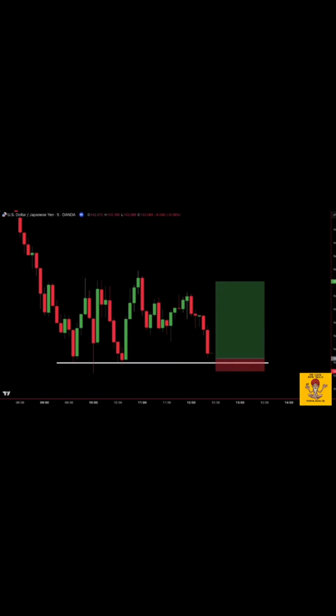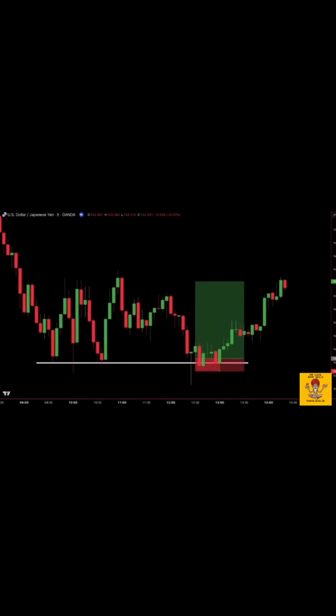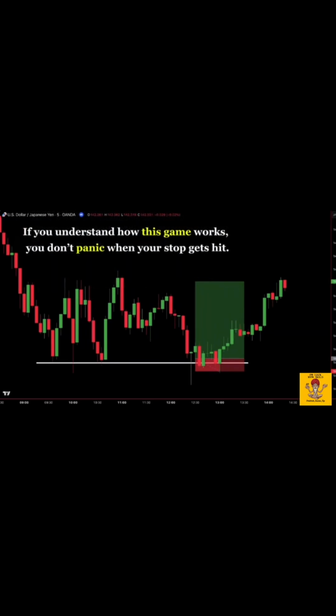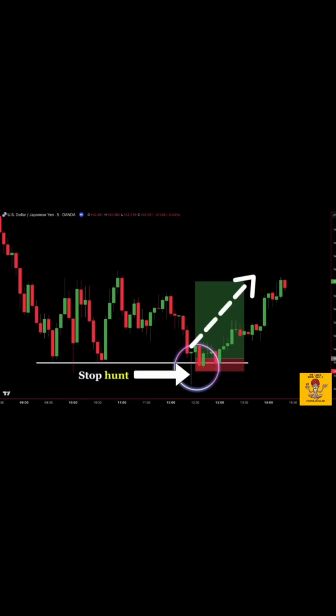And what happens? The market spikes below the level, grabs their stop losses, forms a perfect pin bar, and then reverses aggressively to the upside. That's not a failed setup, that's a liquidity trap engineered by smart money. If you understand how this game works, you don't panic when your stop gets hit. You re-enter confidently because you recognize what just happened. The pin bar wasn't rejecting your idea, it was clearing out the weak players before the real move began.